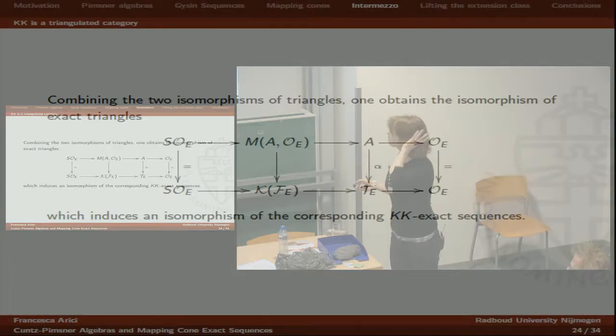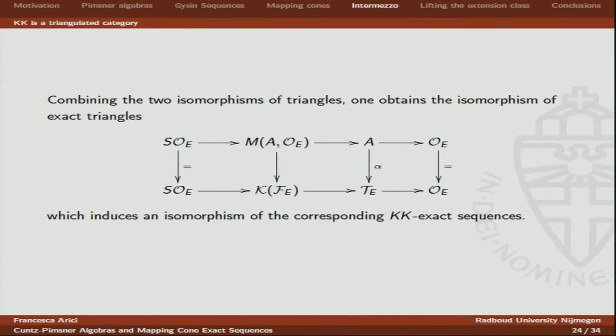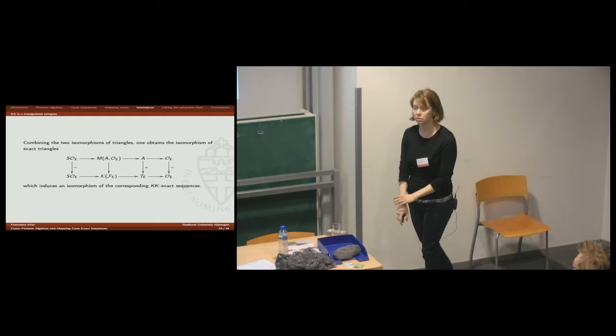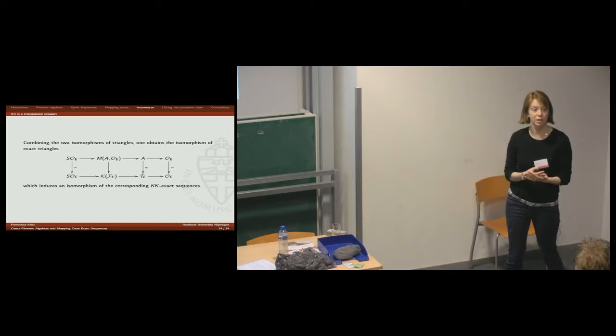So if we combine these two equivalences of triangles, we actually get an equivalence between the triangle of the defining extension and the triangle of the mapping cone for the inclusion. So this in particular tells us that if we construct induced exact sequences in KK theory, we will get commuting diagrams.